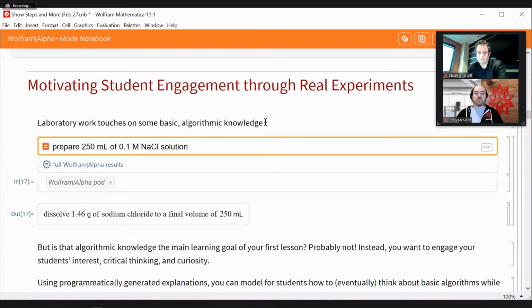So if we look at how we are going to engage students, because we do sometimes want to touch on very basic algorithmic knowledge, because if you're working in a laboratory, you have to know how to, for example, prepare a particular solution with a particular molarity, right? So if I want to make a saltwater solution with a particular molarity and I want a certain volume of it, this is a basic algorithmic knowledge problem. But do I want to lead with that when I'm trying to get student buy-in and engage their higher order thinking skills of framing their own questions? It's maybe not the thing to lead with, right?